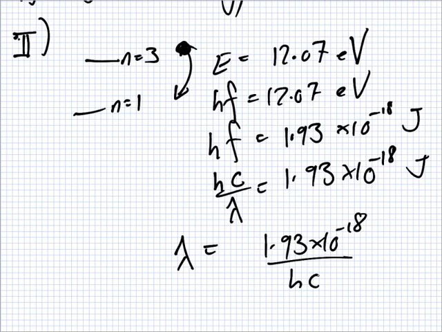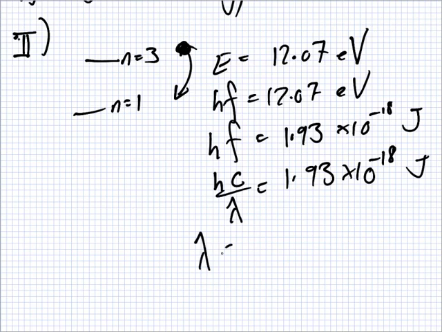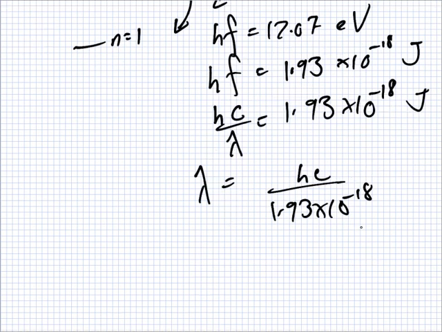I must have done something wrong because that number seems too big. Do I have it upside down again? Yes, that explains it. This is upside down, so we need to flip it. Sorry, lambda is hc over this. That's why it's so stupidly big. Right, so if I type that into the calculator, that's better.